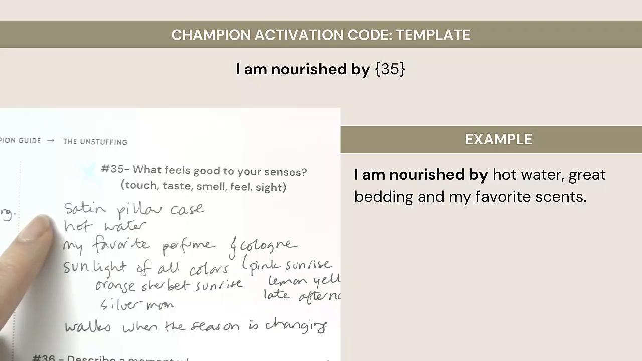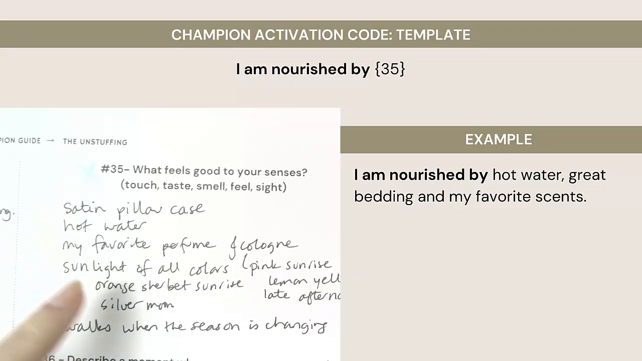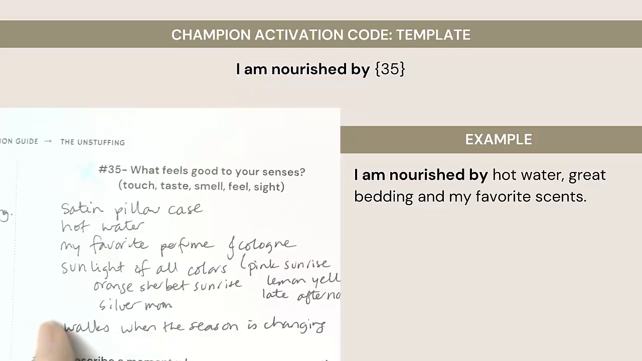So here I had things like satin pillowcase, hot water, my favorite perfuming cologne, sunlight of all colors, and then I listed some things like pink at sunrise, and then walks when the season's changing. So out of that, I pulled out some of my favorites and I wrote, I am nourished by hot water, great bedding, and my favorite scents. Take a moment to pause the video and review what you wrote in 35 to finish your sentence.